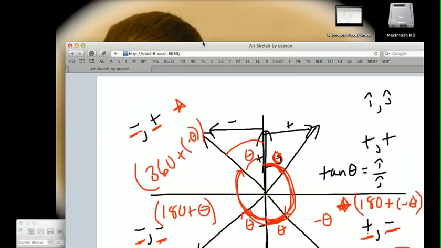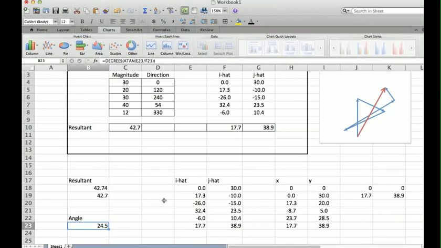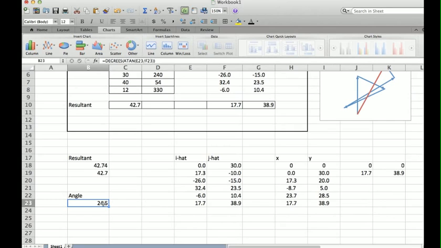Okay, so we'll come back up to our Excel. Okay, and so there's my angle right there. Okay, and what I'm going to look at is I'm going to look at this i hat and this j hat. So if they're both positive, then I'll just print that angle. Okay, and if they're different situations, I'll have to do different things. So I'll come here and we'll start in. So this is going to be tough.